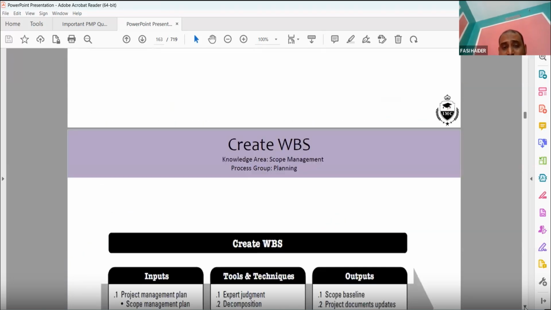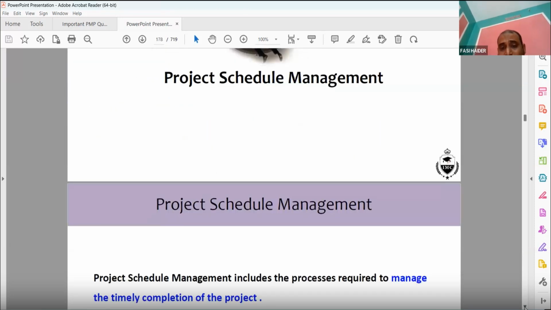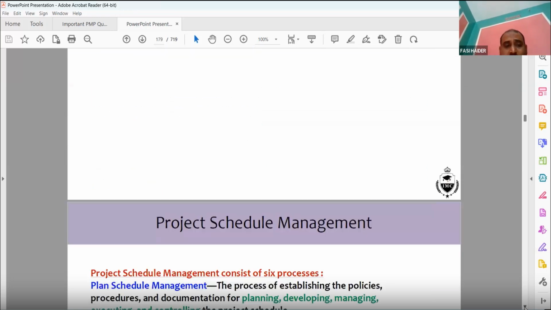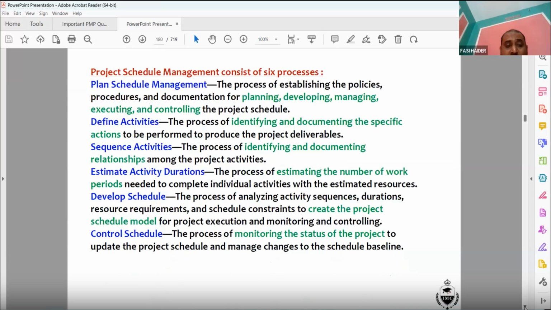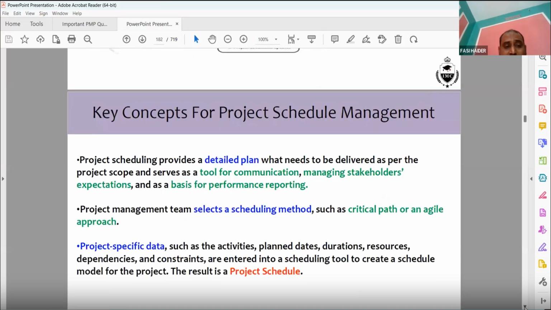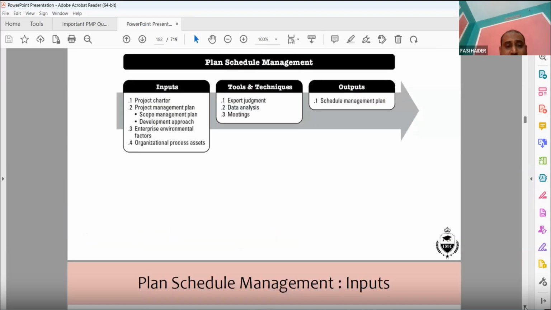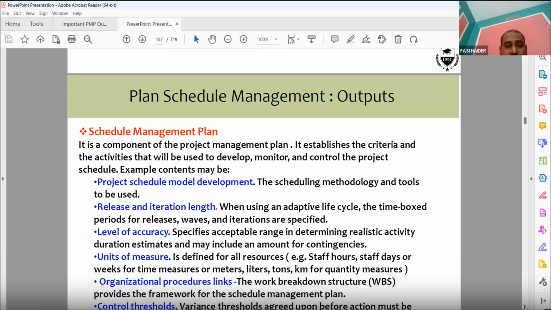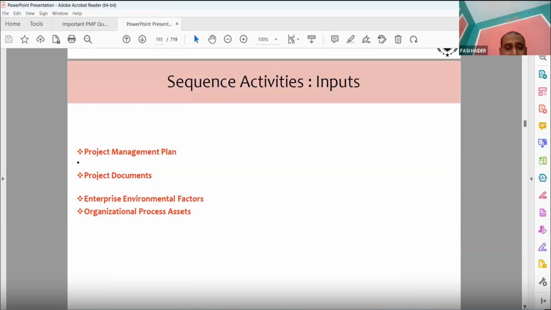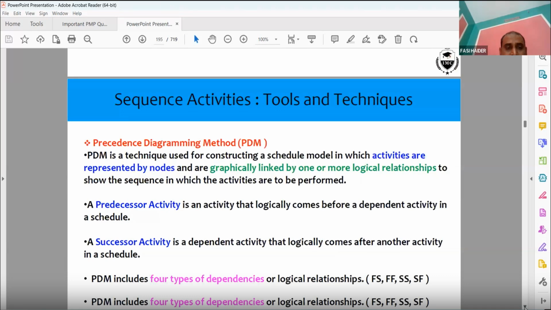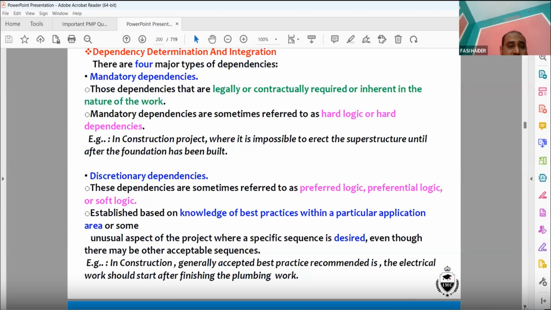Create a work breakdown structure. You break the big task into smaller tasks. This is the work breakdown structure. Schedule management: you discuss the timely completion of the project. Then we were talking about sequence activity: what is the sequence, which will come first, which will come afterwards. Then you plan schedule management. Define the activities. Activity list, define activities output, sequence activities input. Which activity will happen first, which will happen later. These are all sequence activities.